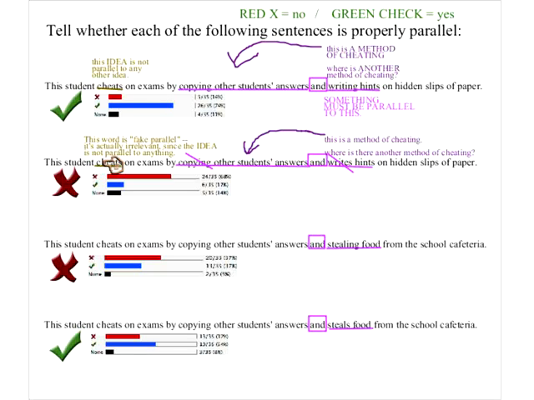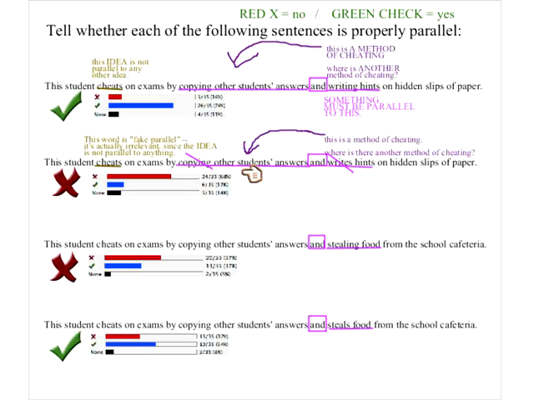Parallel ideas are things that are like the same magnitude, same priority, same category, same type of thing. So if you cheat on exams by doing this, those shouldn't be parallel because the priorities are different.